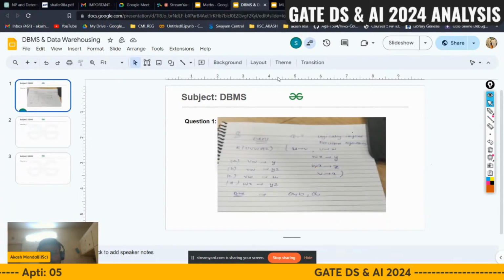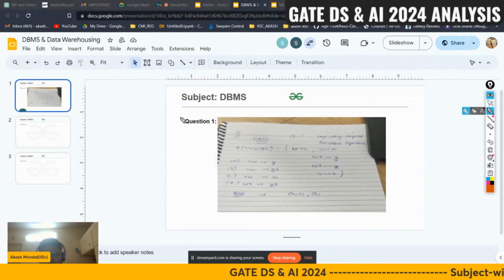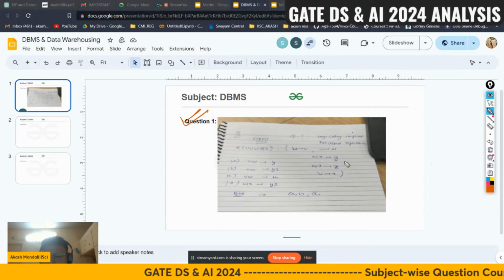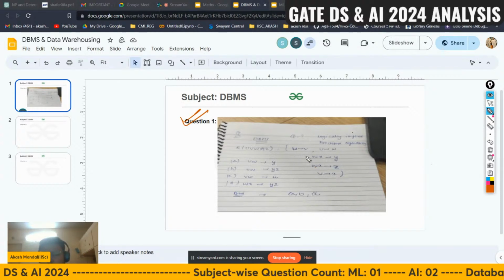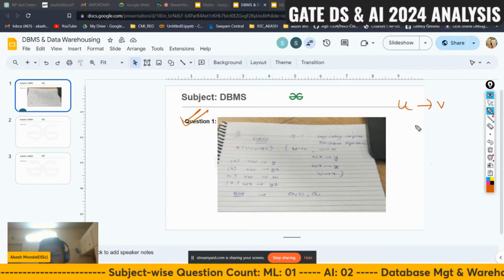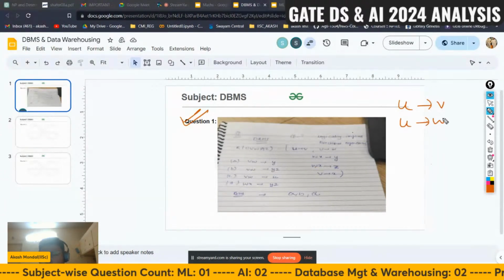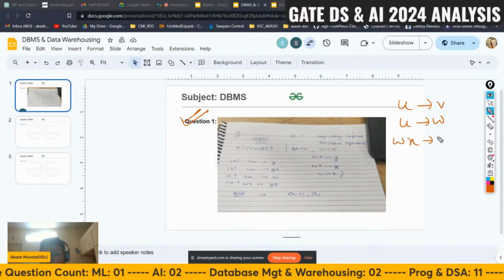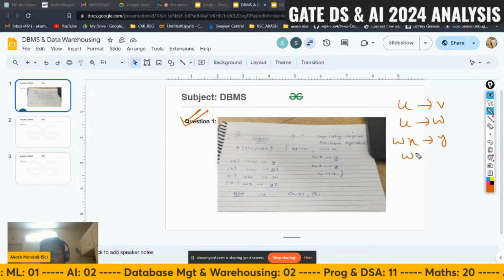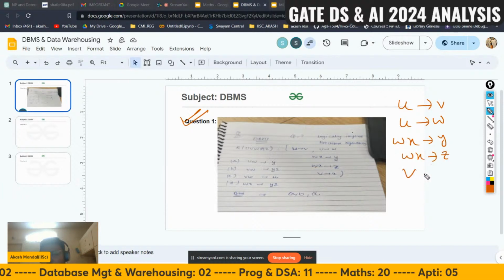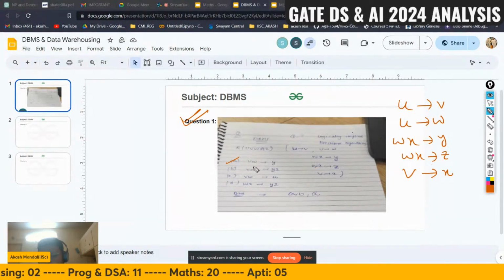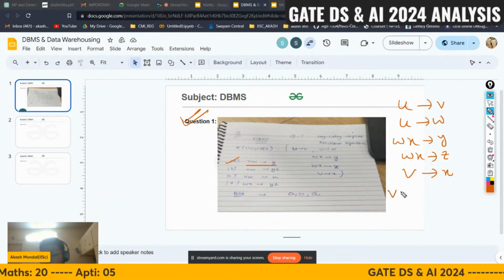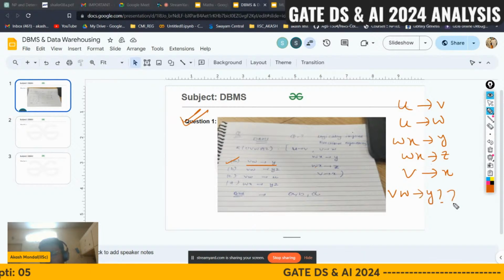So let's see a question from DBMS. It's a question of functional dependency. This functional dependency set is given to you: u to v, u to w, wx to y, wx to z, and v to x. Now they are asking, can you derive this functional dependency, vw to y, from this set of functional dependencies? Let's see.